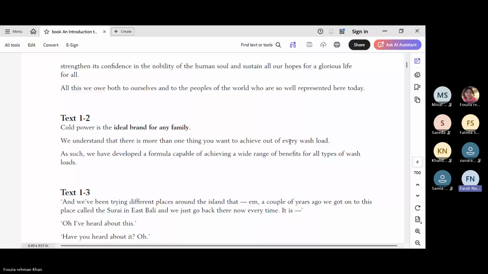Cold Power is the ideal brand for any family. We understand that there is more than one thing you want to achieve out of every wash load. As such, we have developed a formula capable of achieving a wide range of benefits for all types of wash loads.